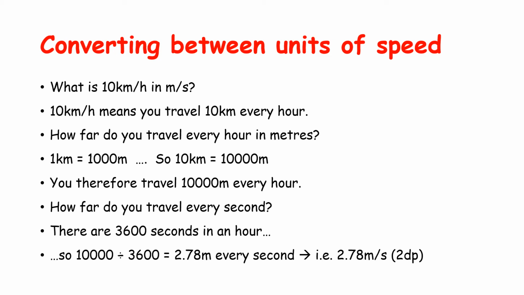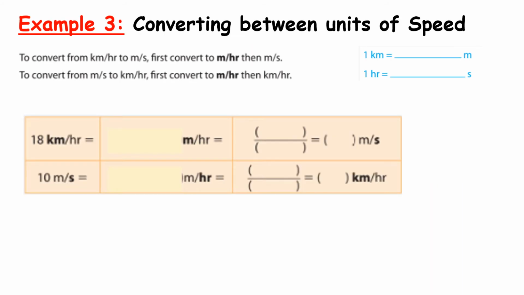And effectively, I'm going to use that speed is distance over time. That will give me 10,000 meters all over 3,600 seconds, and that works out as 2.78 meters per second. So that's our step-by-step to convert. Let's look at another example.